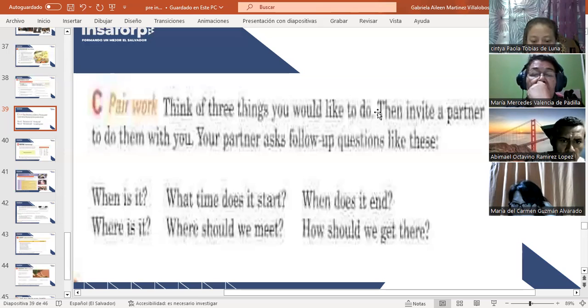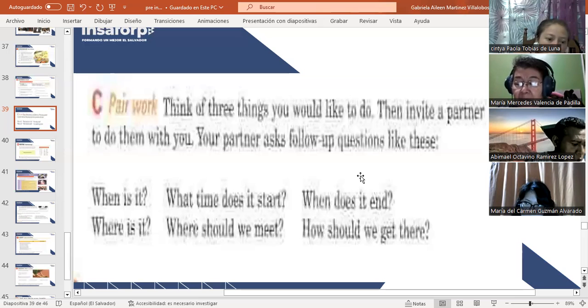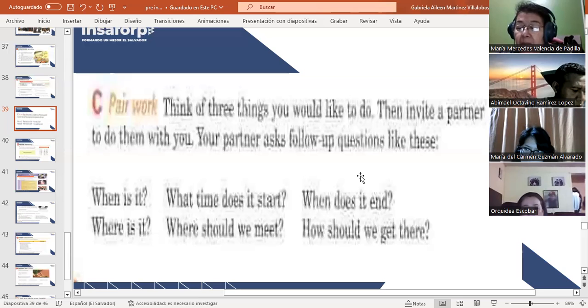Think of one thing you would like to do. What would you like to do? Go to Paris, go to a zoo, go to the beach, go to a mountain hotel, go to an aquatic park, go dancing, go to the movies, go to a concert, go to a soccer match, see a play, go to a restaurant, eat Chinese food, Italian food, Salvadorian food, pata soup. It's typical food. Yeah, pata soup.